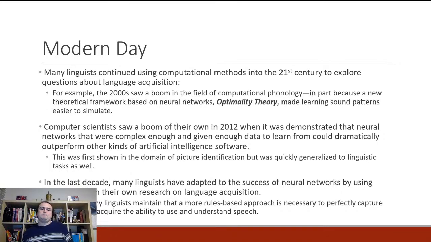At the same time, you still have many linguists who are in the same camp they were in in the 80s and 90s. I'm not trying to paint them as backwards or anything like that. They've got reasons to be in that camp. There are certain things that neural networks can't do. So these linguists maintain that a more rules-based approach is necessary to actually capture how humans acquire the ability to use and understand language.